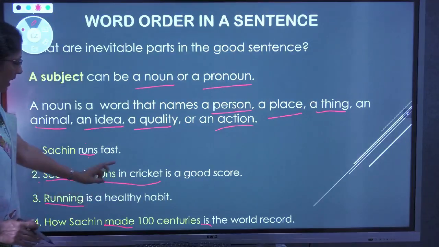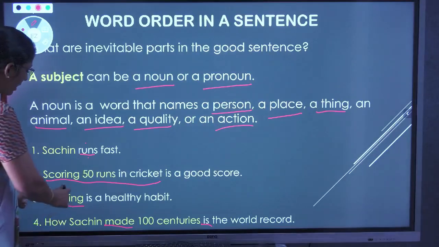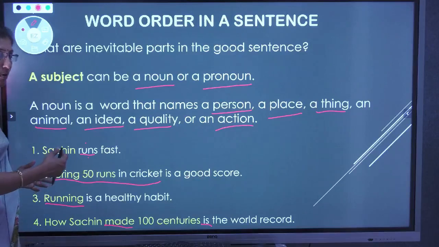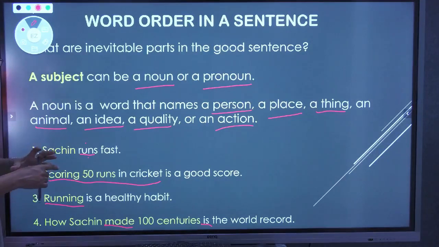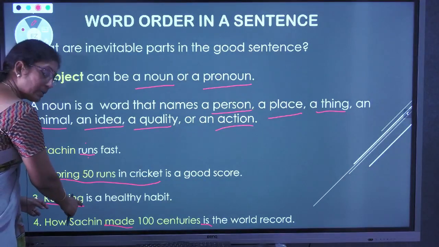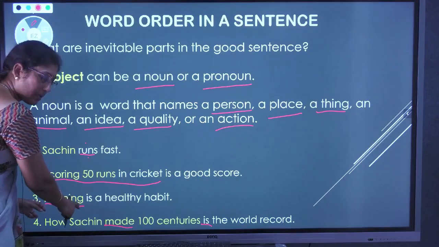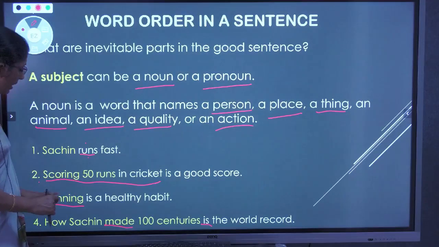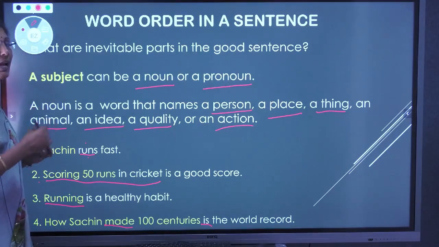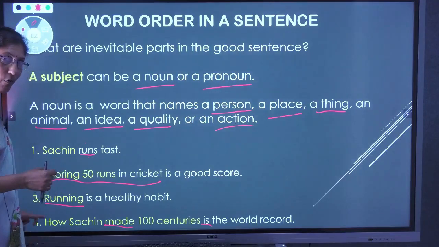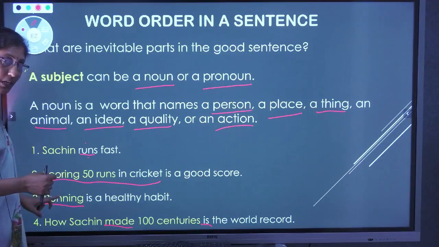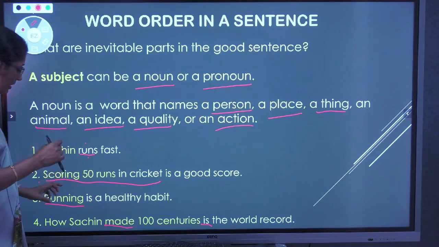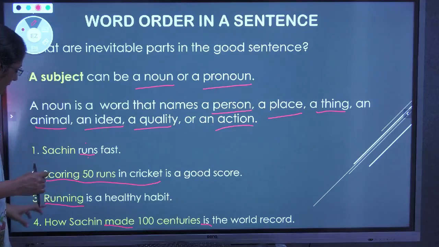And running is a healthy habit. Here, when we heard the word running, immediately we think that's some action, right? But here, running is placed in subject place. That's why it becomes a noun. Running means it shows an action. It is not an action word. That means it is not doing any action, but it shows some action. That's why here it is used as a noun.